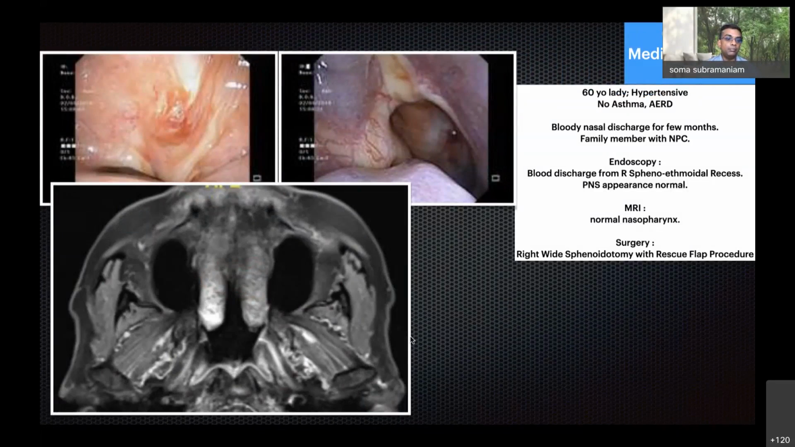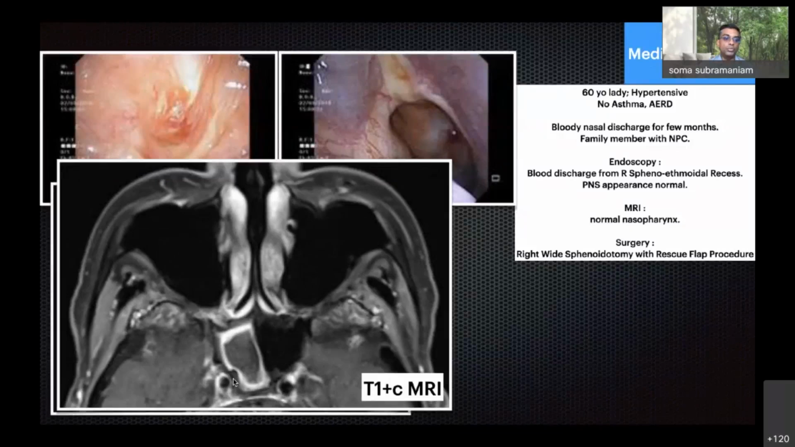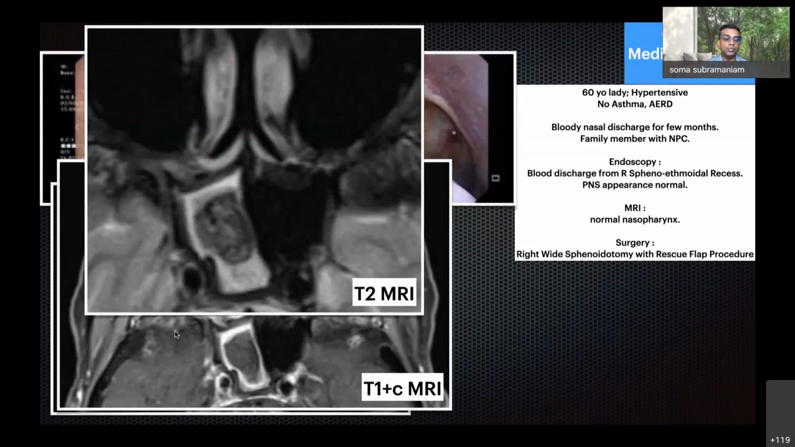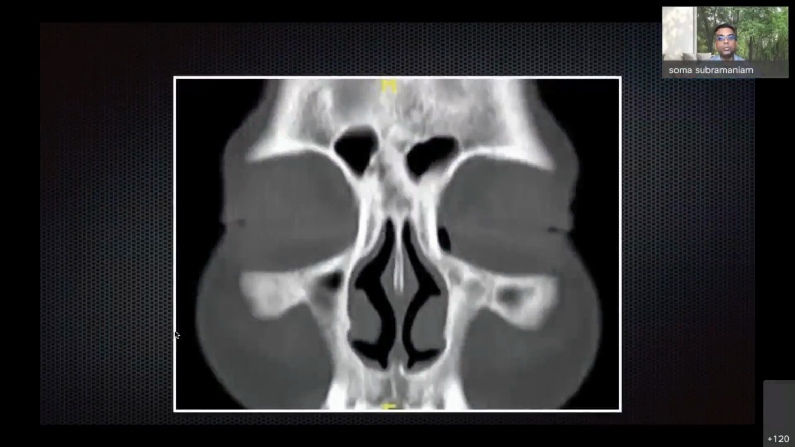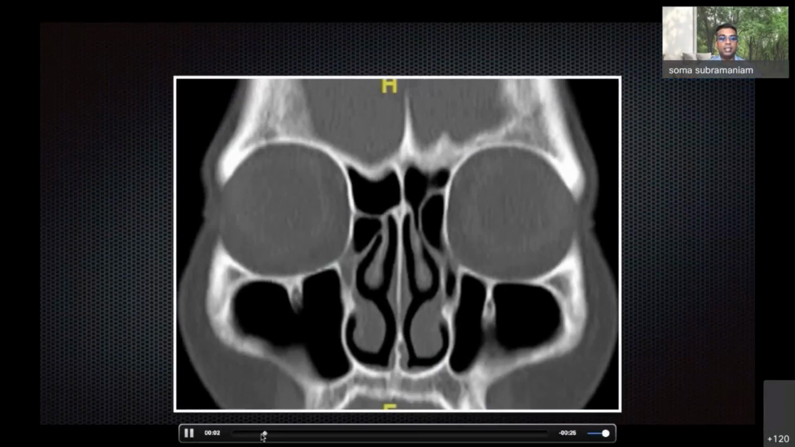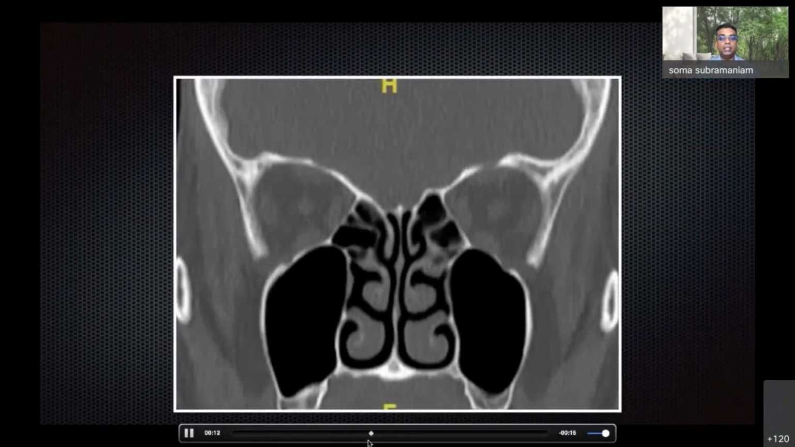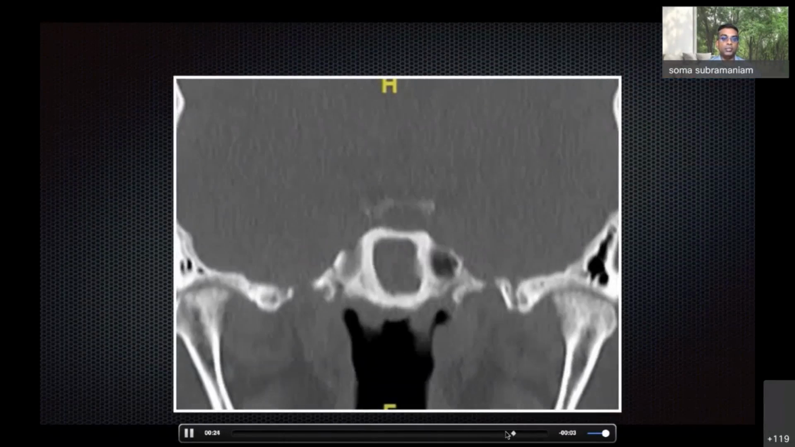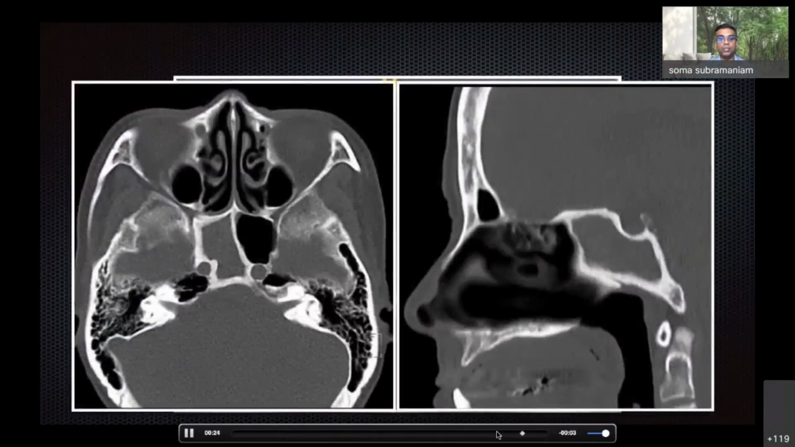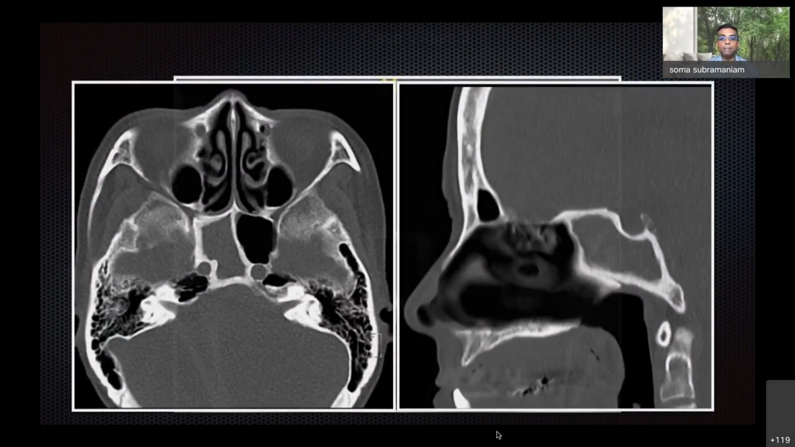So you can see that the nasopharynx is completely clear in this case, but what it showed was evidence of right fungal disease in the sphenoid sinus. All right, so this is a T2 weighted and a T1 weighted image. So this is a simple fungal ball. Looking at the CT scan images, in this case, all the sinuses were completely clear except for the right sphenoid sinus, which showed hyperostosis around that sphenoid sinus. All right, so this is another view of that on the CT in the axial and sagittal view.